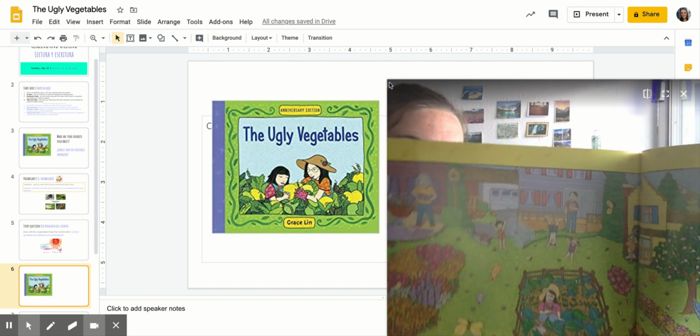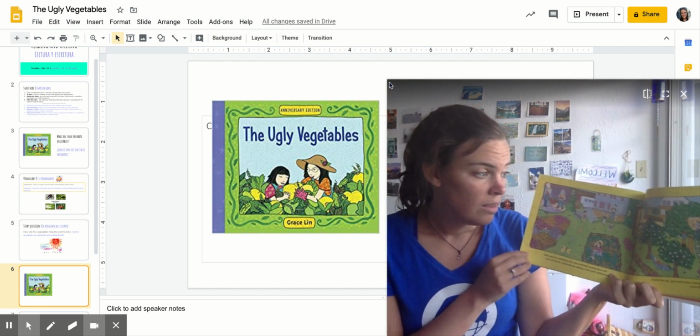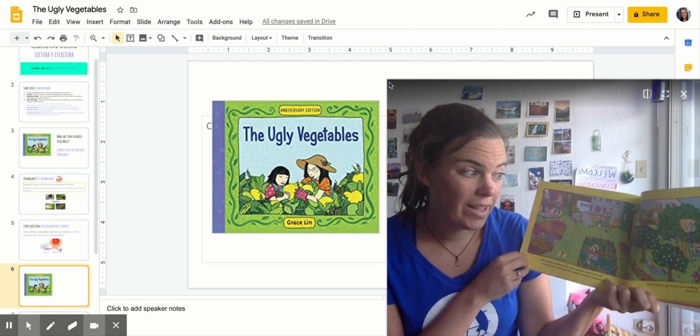So she's thinking that her garden looks different, and that's making her feel worried that it doesn't look as beautiful as the other gardens do.